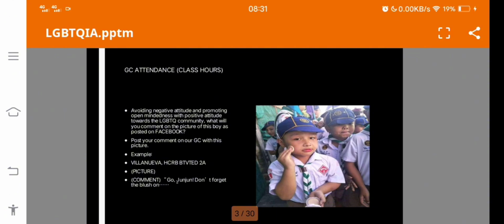So, if you were going to comment on Facebook on this picture of this little boy, what would be your comment? Avoiding negative attitude and promoting open-mindedness with positive attitude towards the LGBTQ community. So, post your comment on our GC with this picture. Example, nakita nyo na po, Villanueva HCI, 2A, and then the picture, and then under the picture, I want you to post your comment like this example I gave here. Go Junjun, don't forget the blush on. And then there's supposed to be a smile emoji there, but I don't know bakit nawala. But there's a smile or a heart emoji. Pwede nyo naman gawin. Okay?